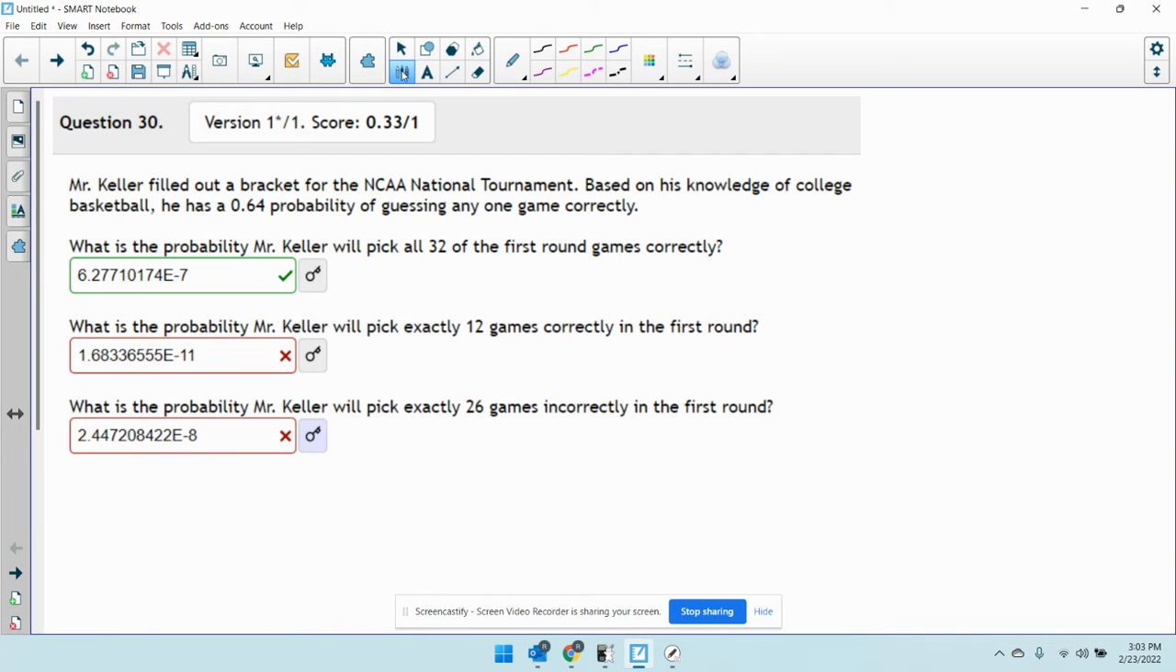Okay, so this says Mr. Keller filled out a bracket for the NCAA national tournament based on his knowledge of college basketball. He has a 64% probability of guessing any one game correctly.